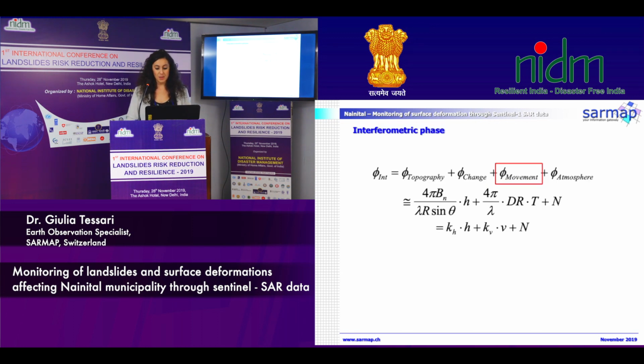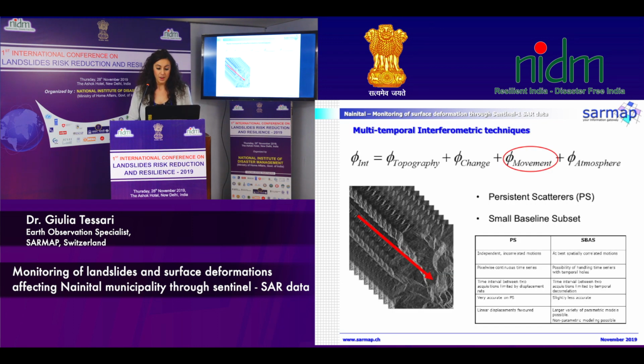Okay, so our main focus now, you will have a lot of information, a lot of equations to solve, but it's not our key point here. From this equation, we are able to extract the movement. So we were using multiple scenes, a lot of Sentinel data. As I was saying, Sentinel is flying over India every 12 days, and so we have a lot of data starting from 2014.